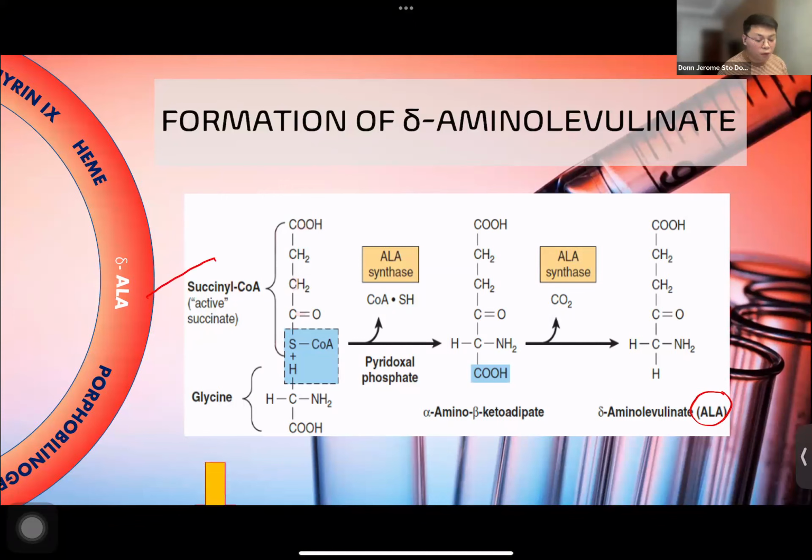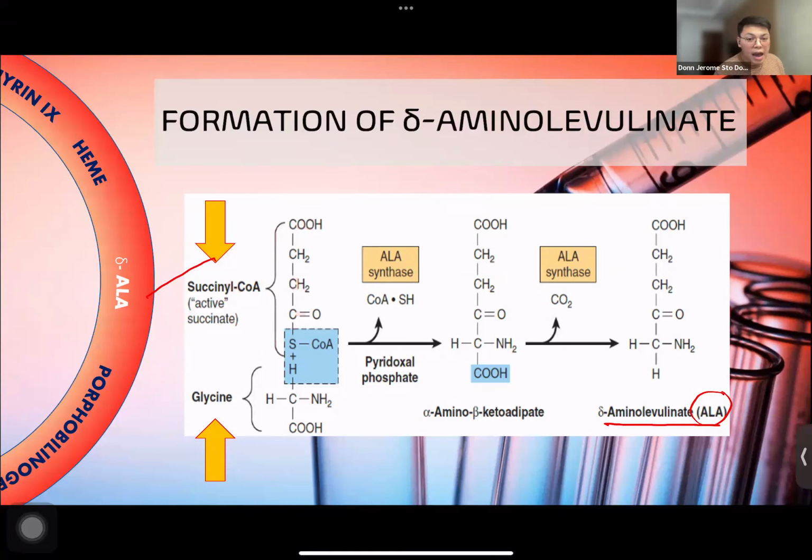Succinyl-CoA that comes from the Krebs cycle. No? Ang succinyl-CoA, it's actually an intermediate of Krebs cycle or TCA cycle. That should give you an idea that this pathway happens in the mitochondria. Kasi ang Krebs cycle is in the mitochondria. So the succinyl-CoA, that is a substrate for the first enzyme, is present here. It will condense with glycine to form D-ALA or delta aminolevulinic acid.